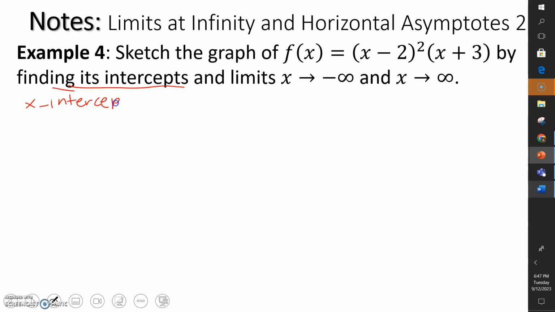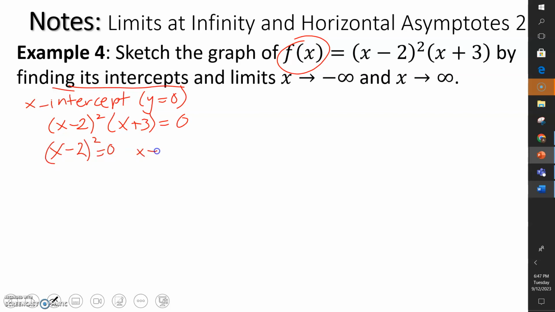The x-intercept is found when y is equal to 0. So we will take this function, f(x), which is y, and set it equal to 0: (x − 2)²(x + 3) = 0. Using the zero product property, we know that means (x − 2)² = 0 or x + 3 = 0. So x − 2 = 0, or x = −3, or x = 2. So we see that we have intercepts at (2, 0) and at (−3, 0).